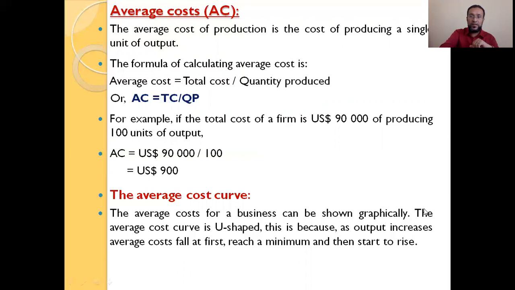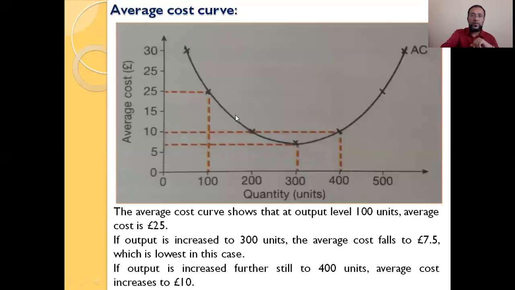Now let me show you the U-shaped average cost curve. So look at this cost curve. This is U-shaped. All right. See here, for example, when output is 100, the average cost is 25. So that means to produce 100 units, the business has to spend 25, here we use the unit pound. So to produce 100 units, the business has to spend 25 pounds for each unit. The average cost is 25.